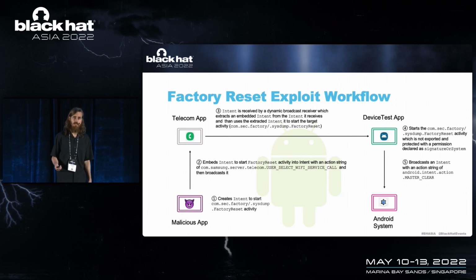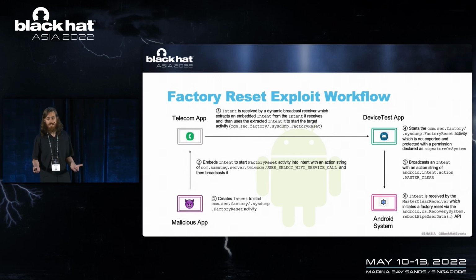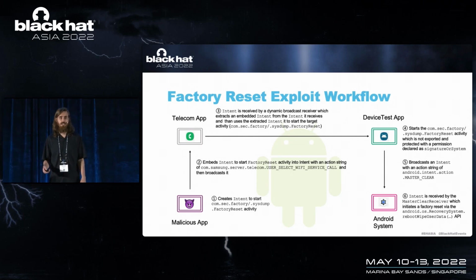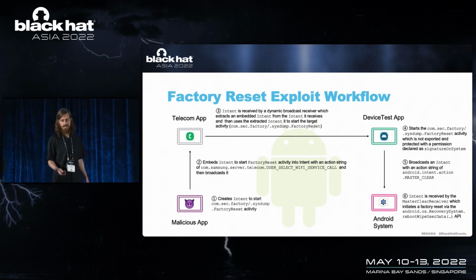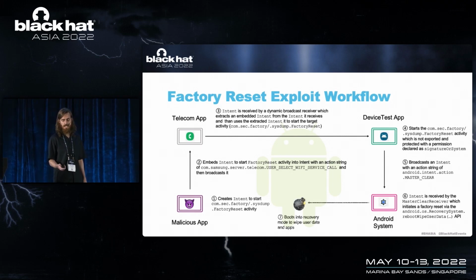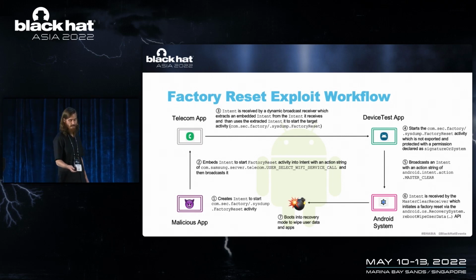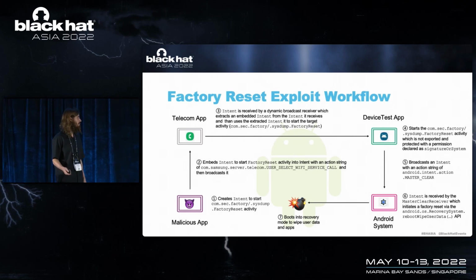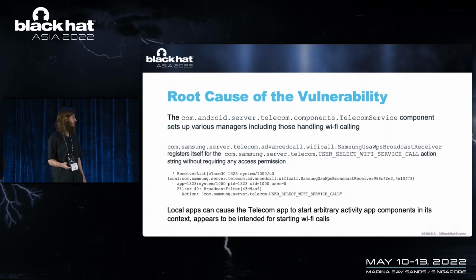the master clear action string, which in Android is going to be received by the master clear receiver in the Android system, which will then programmatically initiate a factory reset. This is done with the recovery system API or reboot wipe user data method, which then boots into recovery mode and wipes the data partition, which contains the user's applications and data.